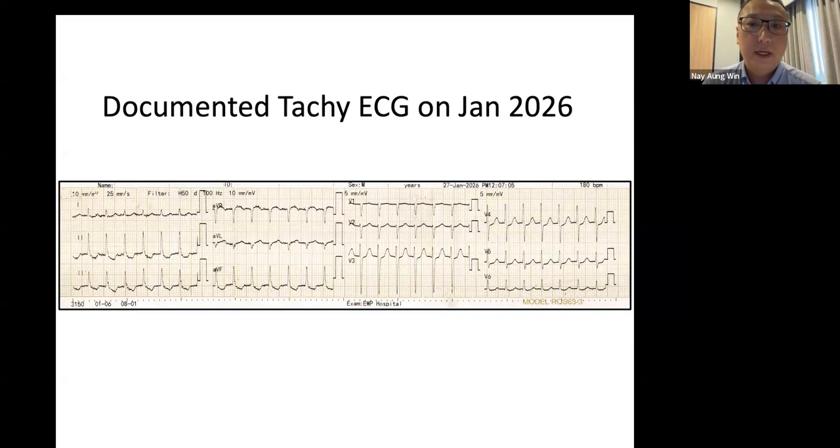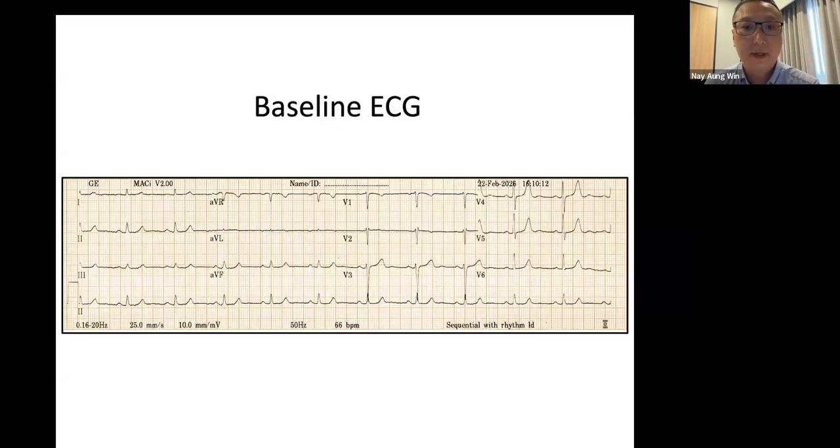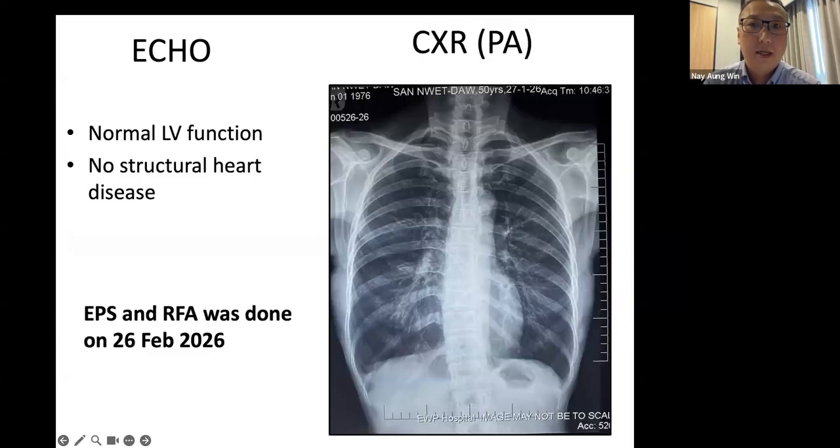And this is the documented tachycardia ECG. The ECG shows a narrow complex tachycardia with a pseudo R' in V1, and maybe this is a retrograde P wave in II, III, AVF. So this is a short RP tachycardia, likely AVNRT. And this is the baseline ECG: sinus rhythm, partial RBBB, and no pre-excitation. Chest X-ray shows a tubular heart, low flat diaphragm, and hyperinflated lungs compatible with obstructive lung disease. Echo shows normal LV function and no structural heart disease.